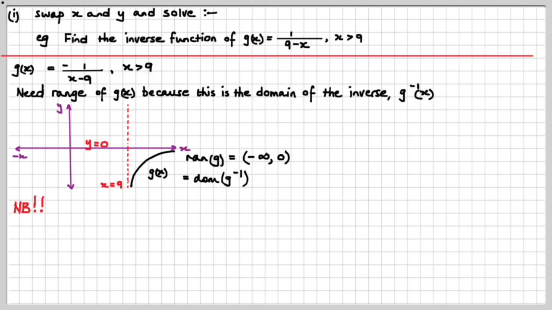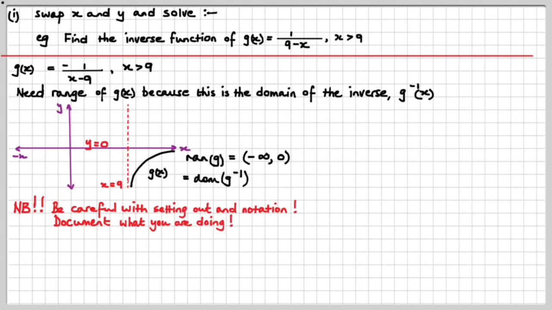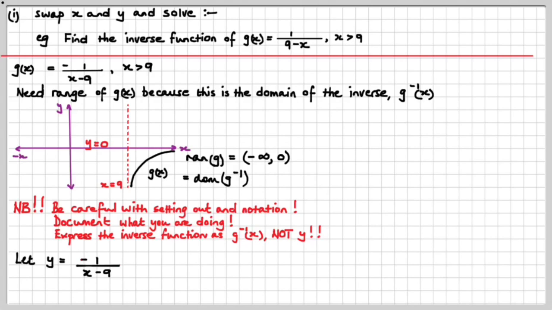Good. Now, NB, this is a very big NB. You need to be careful with your setting out and your notation with this swapping x and y caper. You can say some outlandishly ridiculous things if you don't notate what you're doing. Please, please document what you're doing. Express the inverse function back in its original notation. So if they say the original is g of x, then for heaven's sake, specify the inverse as g to the minus 1 of x, not y, and not anything else either.